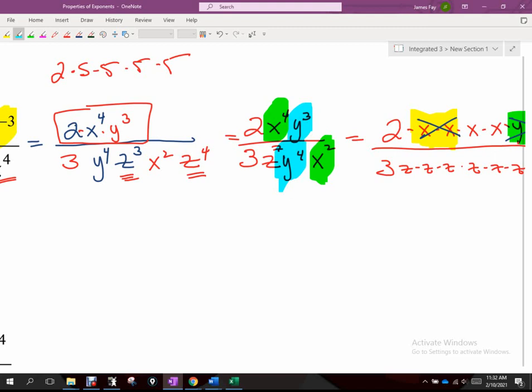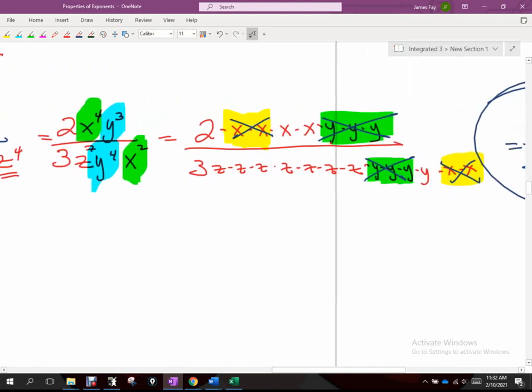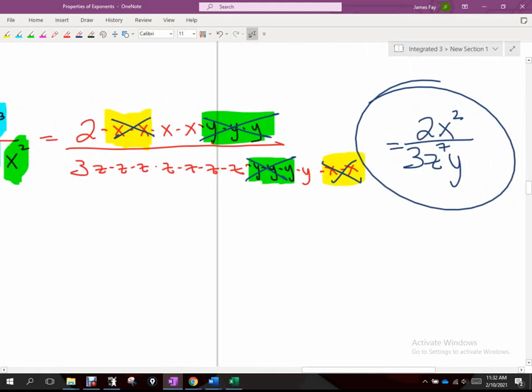Okay? But all these rules are based off of this logic right here of what exponents mean to us. Okay, exponents are repetitive multiplication. Okay, and if you have factors in your numerator that are identical to factors in your denominator, they cancel out because they divide to give you 1. Just like these x's, these 2 x's on top and bottom and the 3 y's on top and bottom.